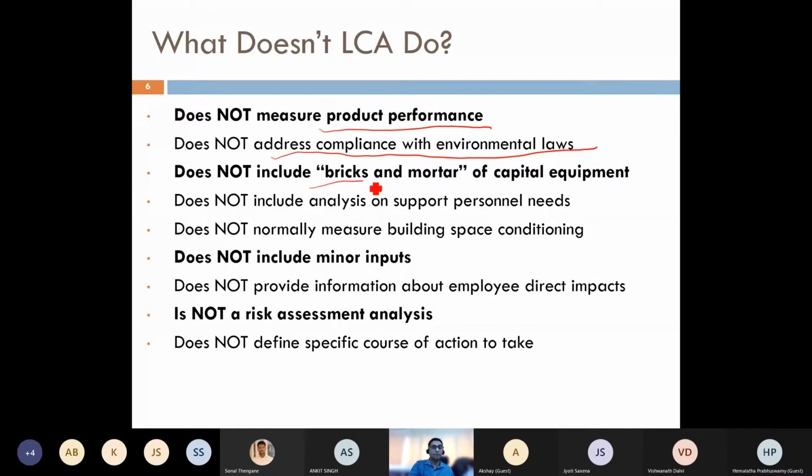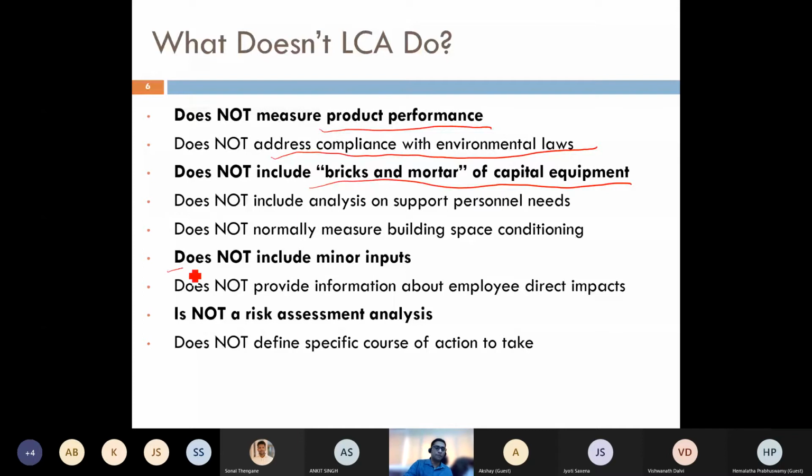It wouldn't give you bricks and mortar of capital equipment. We are not talking about techno-economic analysis or anything like that. We are not bringing economics into this. Again, there are certain LCAs called input-output or economic input-output LCAs, which have the principle of economics built into them. But for most of the standard LCAs, that wouldn't be a part of the LCA. So we are not talking about any capital expenditure or operating cost when we're talking about LCAs.